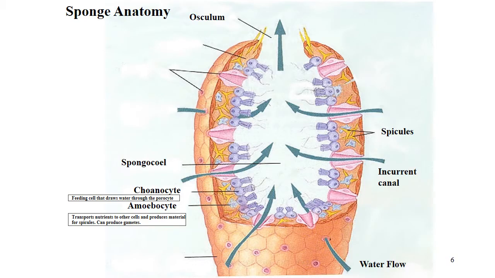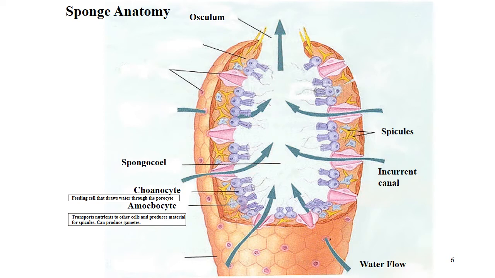Here is a basic idealized sponge anatomy. Water flows into the incurrent canals, into this central canal we call the spongiocele, and then out through the top opening, which is the osculum. So again, the water flows in through the incurrent canals, into the central spongiocele, and then out through the osculum.